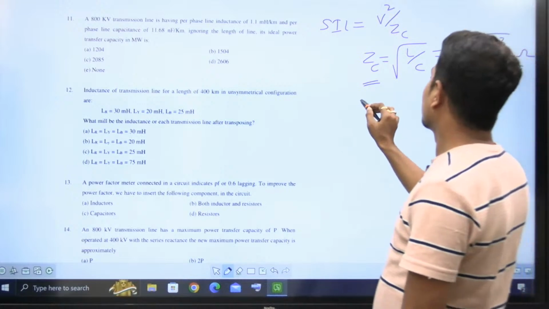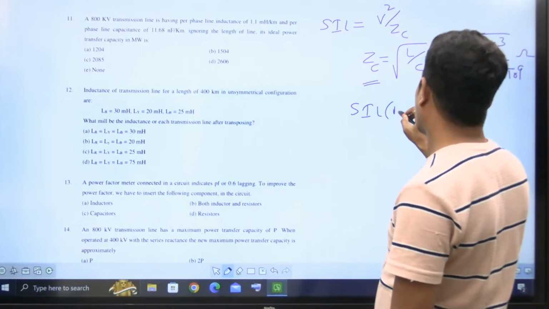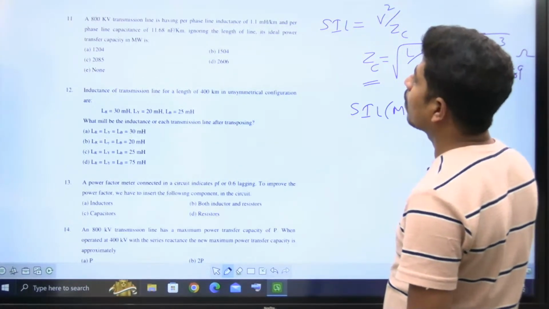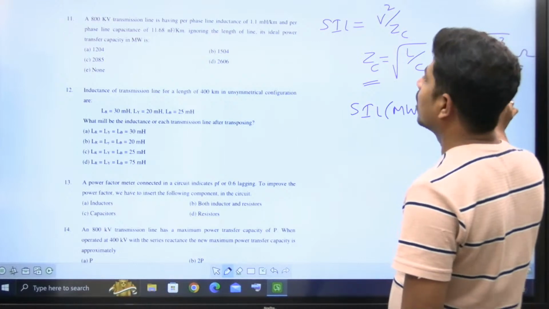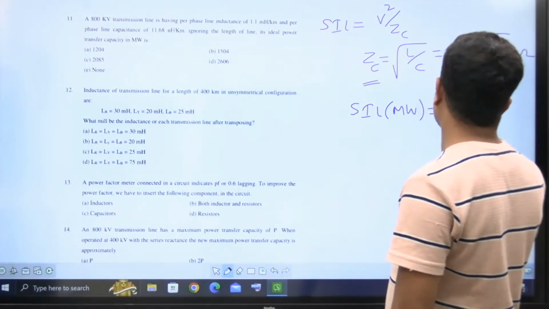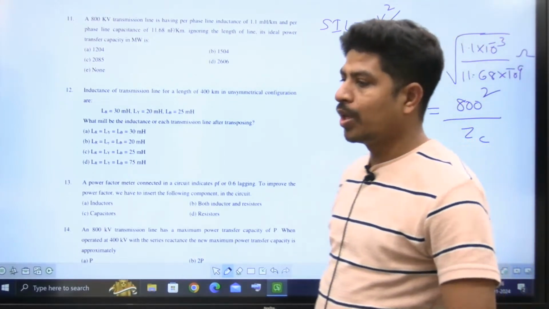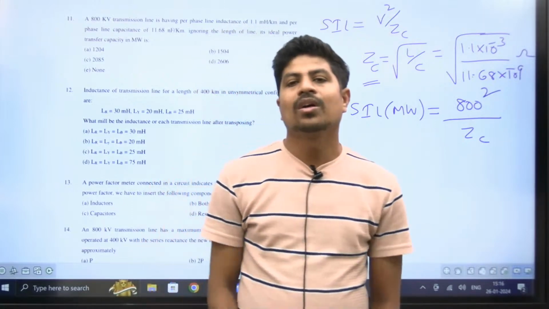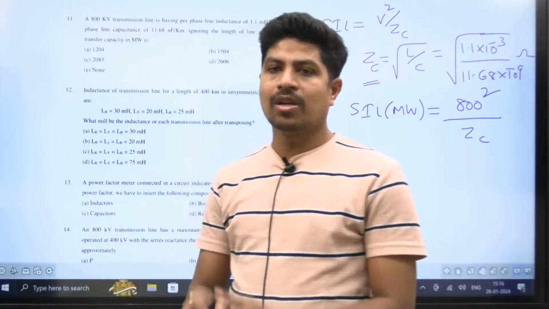You get ZC. Now, surge impedance loading in megawatt is equal to V square. What is the voltage? It is said 800 kV, square, divided by this ZC value. You are going to get the option. You solve it. I'm not going to solve it for the value, I'm just giving you all the substitutions very clearly.